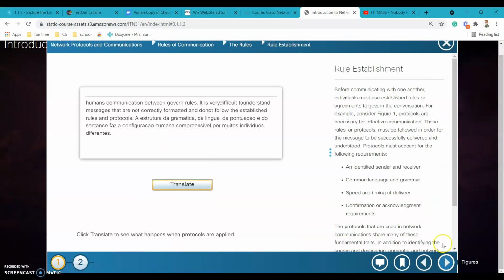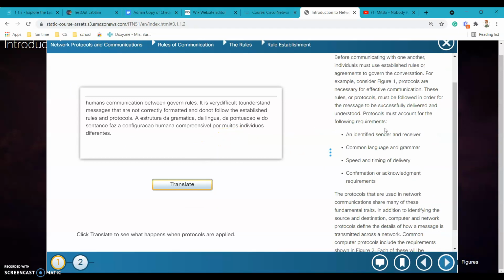But yeah, we talked a little bit about some big points on when you are communicating. You need to have an identified sender and receiver. You need to use a common language that you can both understand. You need to use proper grammar. You need to make sure that it is on time.